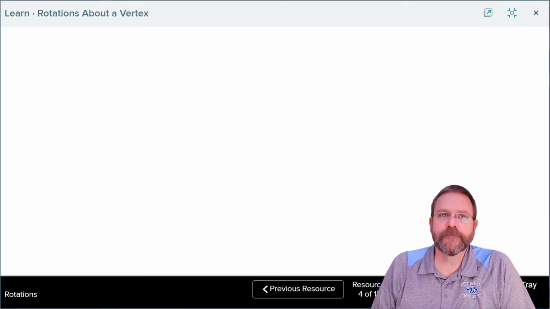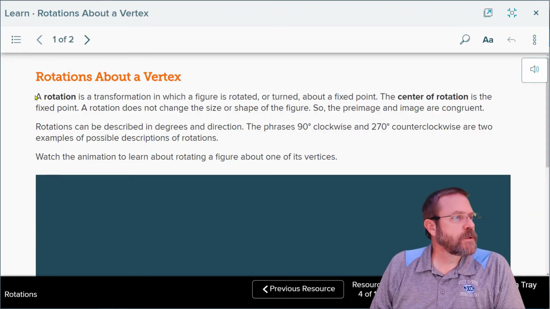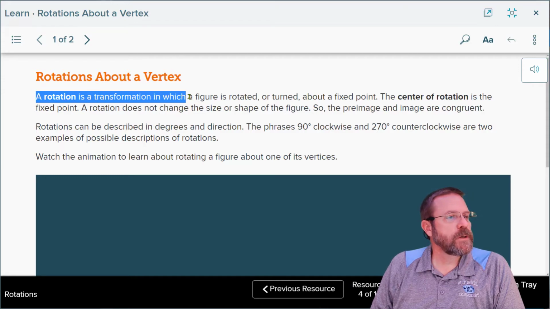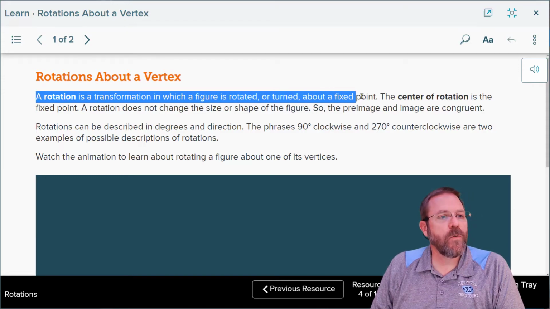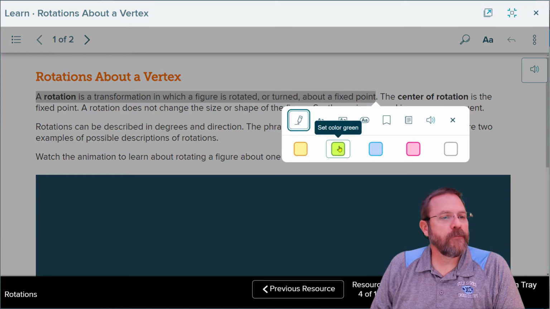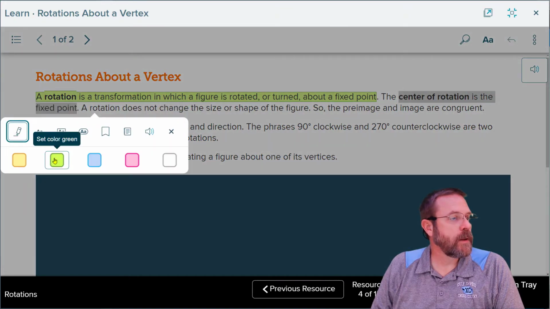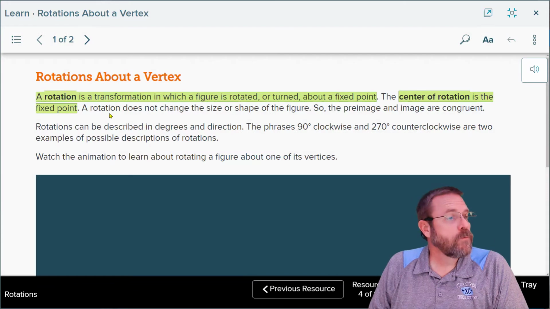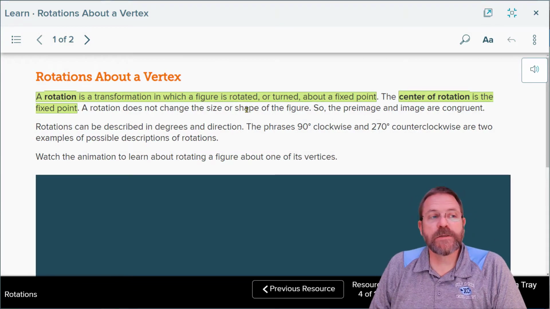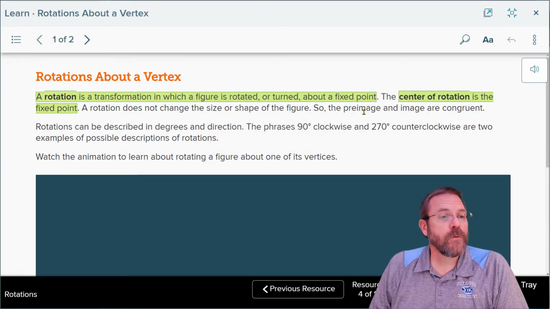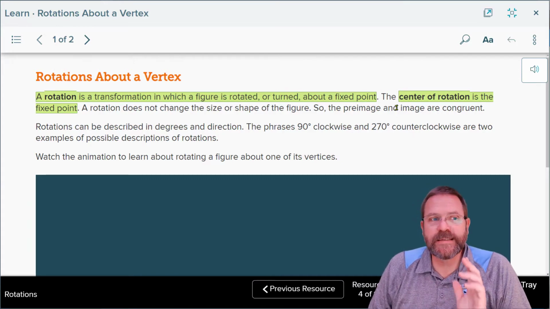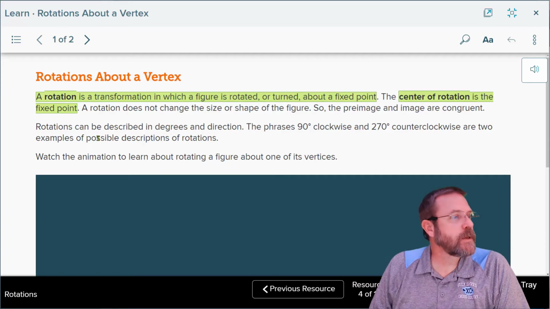Let's keep moving. A rotation is defined as a transformation in which the figure is rotated or turned around a fixed point. And the center of rotation is the fixed point that it actually rotates around. So we're going to highlight those two vocabulary words. The rotation does not change size or shape of the figure. So the pre-image and the image are going to be congruent. They're going to be the same exact size and shape.